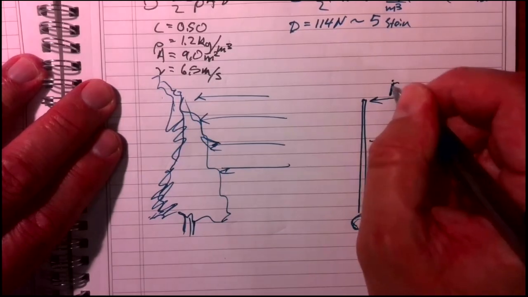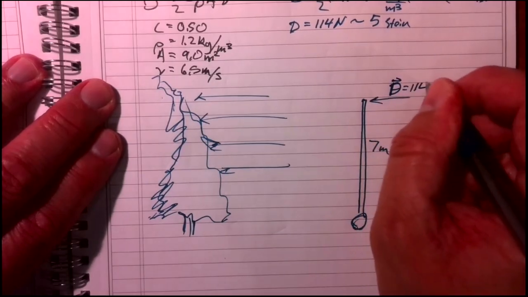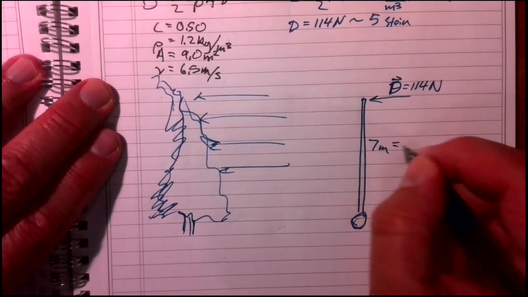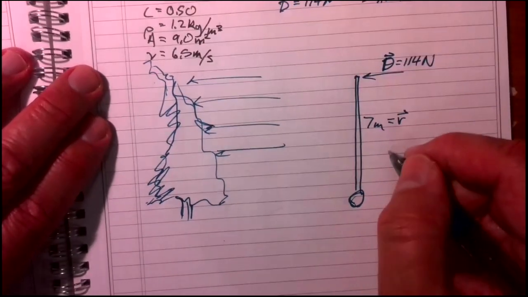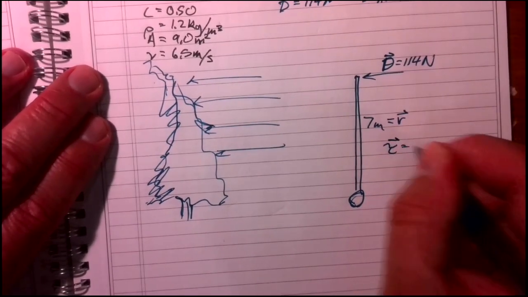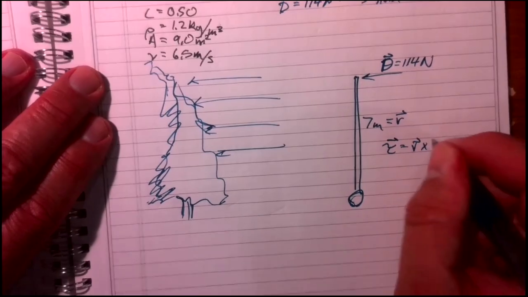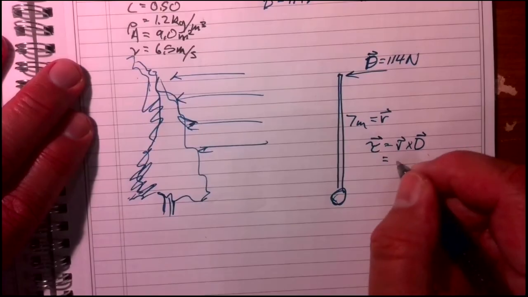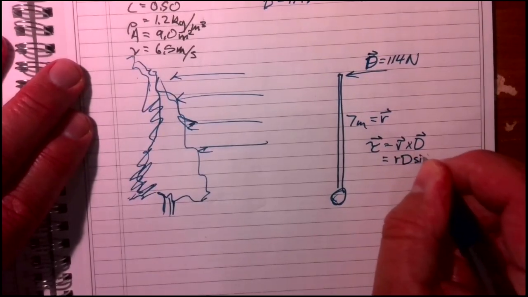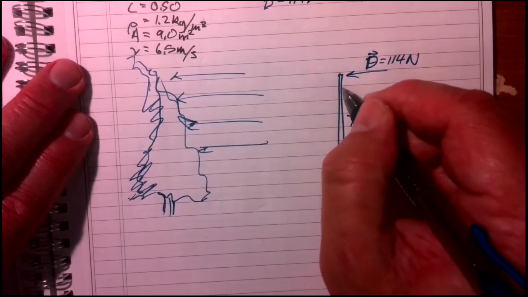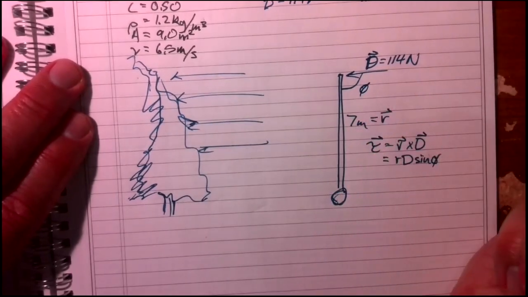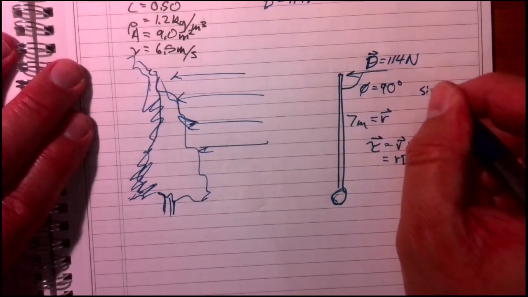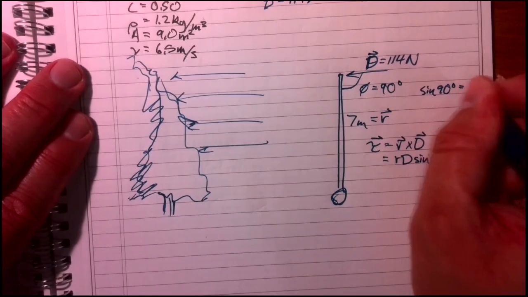Okay, so here's our force. It's the force of drag, and this is 114 newtons. I'm going to keep that there, and then R, that is my moment arm R, and so the torque on this thing, okay, it's going to be R cross D, and I can also write that as a vector. It's equivalent to R times D times sine of phi. Okay, and phi is this angle here. And I'm going to say that this is 90 degrees. And at 90 degrees, sine of 90 degrees is equal to 1.